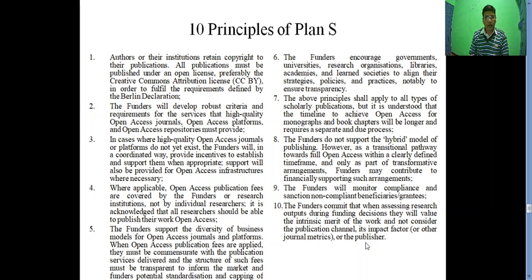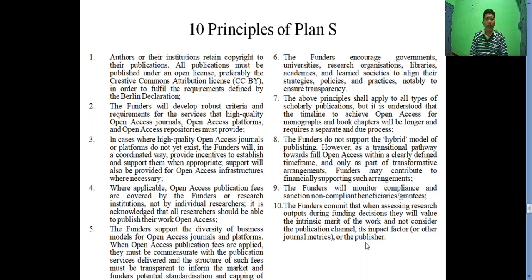Principle 2. The funders will develop robust criteria and requirements for the services that high quality open access journals, open access platforms and open access repositories must provide. Principle 3. In cases where high quality open access journals or platforms do not yet exist, the funders will in a coordinated way provide incentives to establish and support them when appropriate. Support will also be provided for open access infrastructure where necessary.